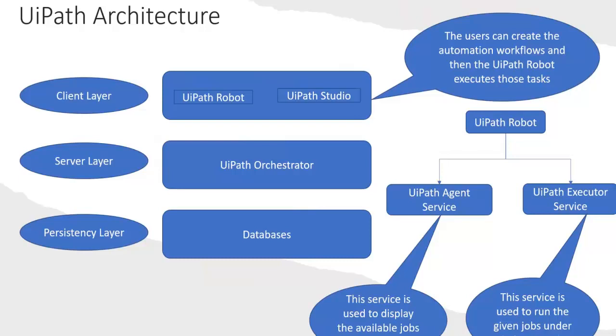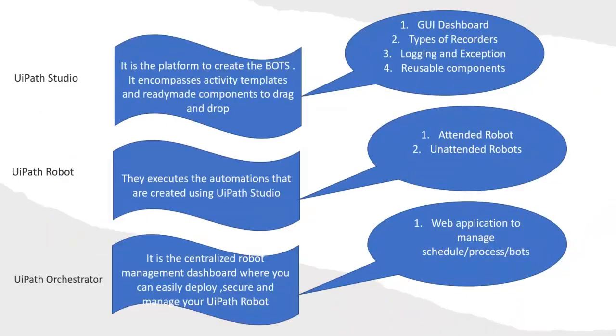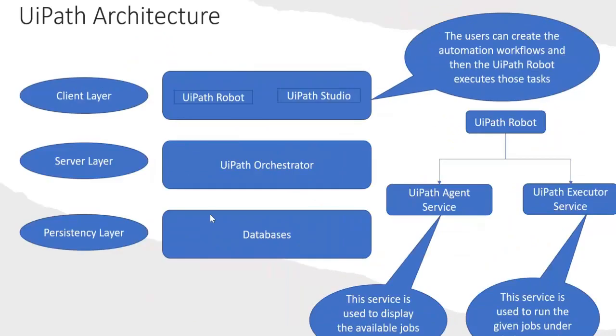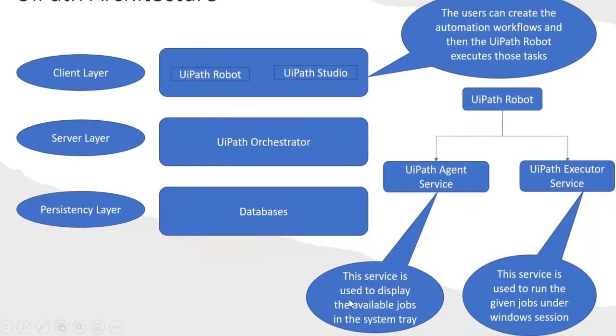If you see the architecture of UiPath Robot, it has UiPath agent service as well as UiPath executor service. The UiPath agent service is used to display the available jobs in the system tray. And the UiPath executor service is used to run the given jobs under Windows session. So this is what happens in the client layer.